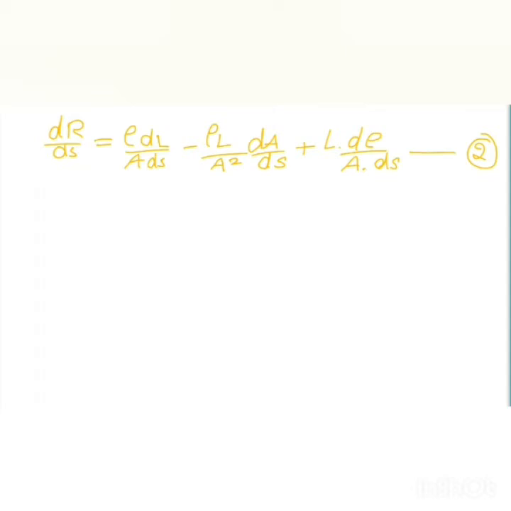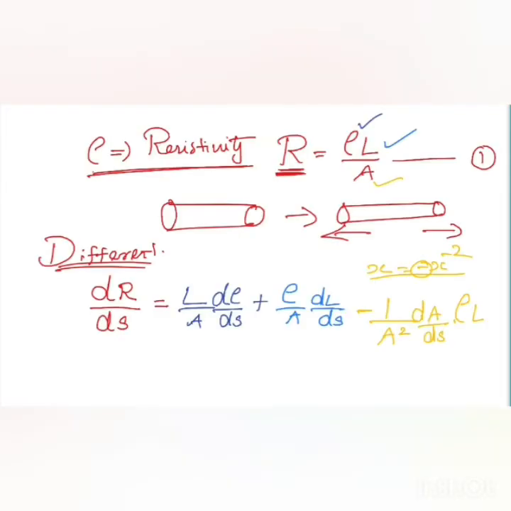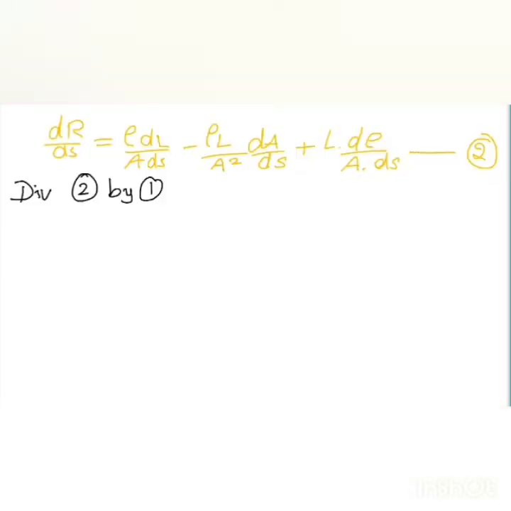Now comes the next part, in which we will be dividing equation number 2 by 1. This will help us find the exact change, the variation that has happened. If we divide 2 by 1, look at this equation. We know this equation: R is equal to rho L by A. For our convenience, let me write that here: R is equal to rho L by A.